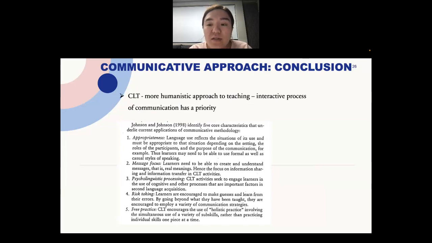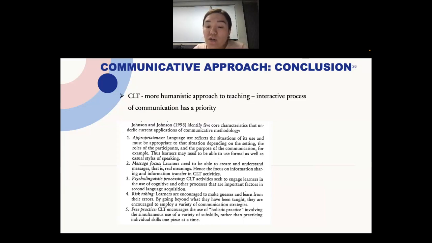Then the next one is psycholinguistic processing. CLT activities seek to engage learners in the use of cognitive and other processes that are important factors in second language acquisition. Then risk-taking. Learners are encouraged to make guesses and learn from their errors. They shouldn't be afraid of making errors because errors are totally okay in this approach. By going beyond what they have been taught, they are encouraged to employ a variety of communication strategies.